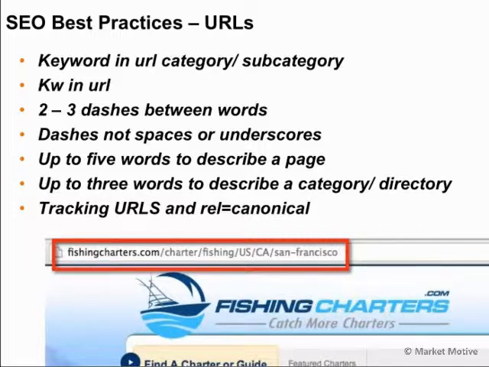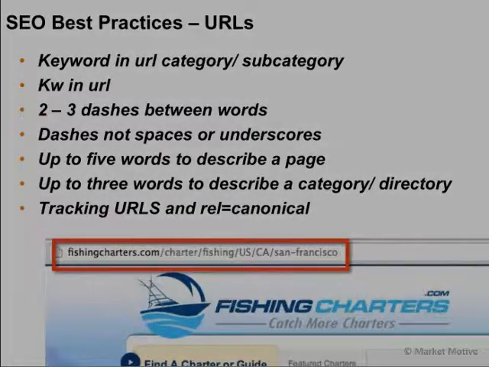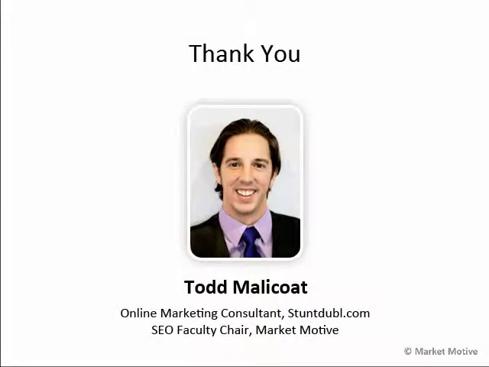They're treated very similarly, but underscores can be confusing in a variety of ways. Up to 3 words to describe that category or directory, that subcategory, and make sure that if you're doing tracking and you have those long dynamic URLs, you're using rel canonical so that you don't end up with duplicate URLs. That ends best practices for URLs, and next we'll look at title and meta tags.